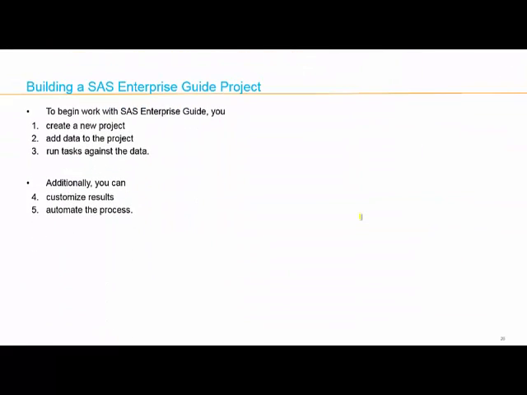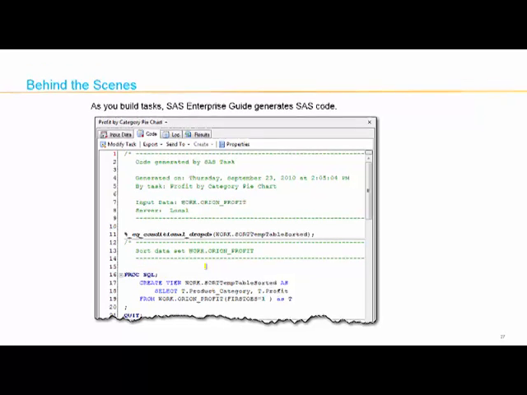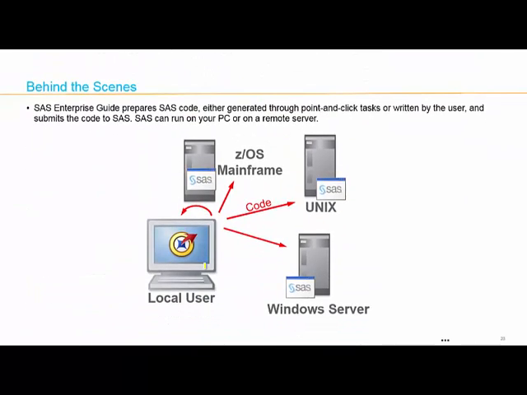So whenever you want to build a SAS Enterprise Guide project, how are you going to do it? Simple: just open a new project, add the data required for your project, add the task you want to do to the data and run the code, then customize your results and automate the process. So this is how it generates SAS code when you use any of the processes. By default it creates code in the SAS editor.